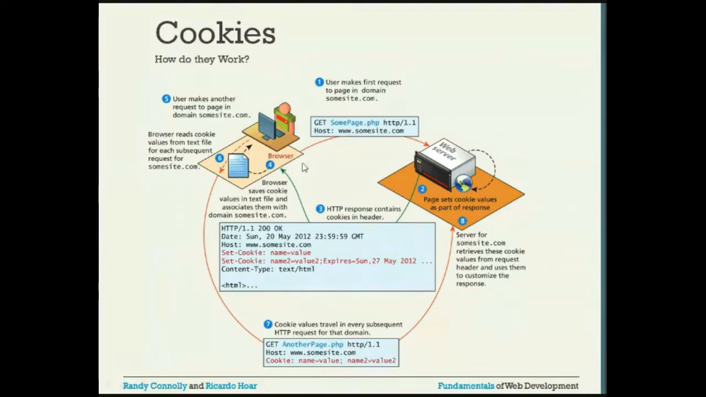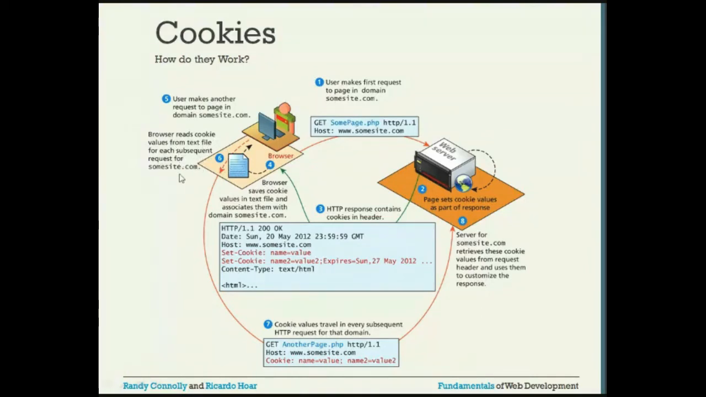In this example, these cookies are saved in, let's say, a text file, and these two values will be stored inside that text file. The browser will make sure this file is associated with www.somesite.com. So if there are any persistent cookies, whenever the user revisits that website, let's say after 3 days, the same cookie information will be stored on the browser, and the browser will be able to access that cookie information. Once it is stored, the browser reads the cookie values from the text file for each subsequent request for somesite.com.